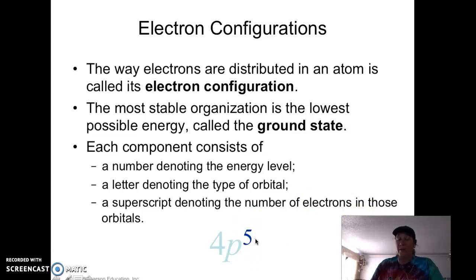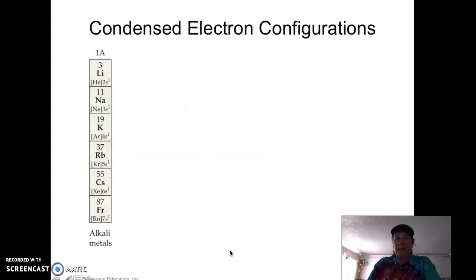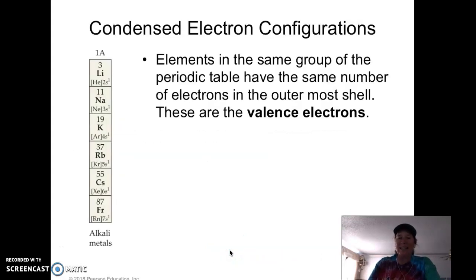So the s can have 2. The p can have 6, and I'm talking about number of electrons. The d, there's 5 d orbitals, so that means they can have 10 electrons. And there's 7 f orbitals. That means they can have 14. So that number there is the max they can have, but they can have less than that if they haven't filled them up.